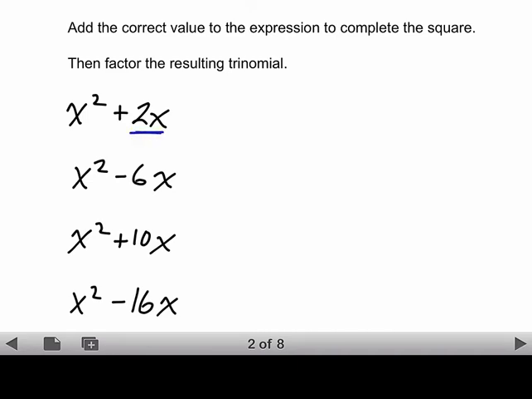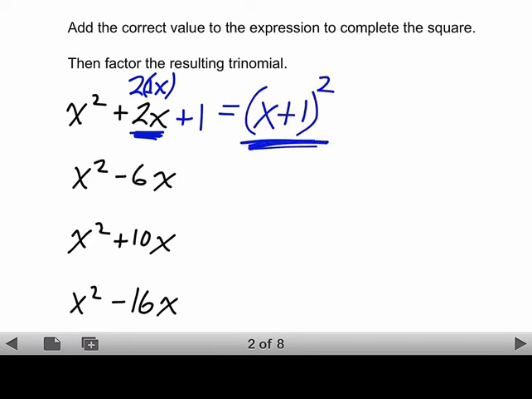Now if we're fitting this to the pattern that we saw in the previous slide, then the 2x is double something. Well, clearly it's double x, which has a coefficient of 1. So I'm going to add 1. And that completes the square. What square? x plus 1, the quantity squared. And you can double check that this is a correct factorization by foiling out the x plus 1 quantity squared if you like. We'll move on to the next one though.